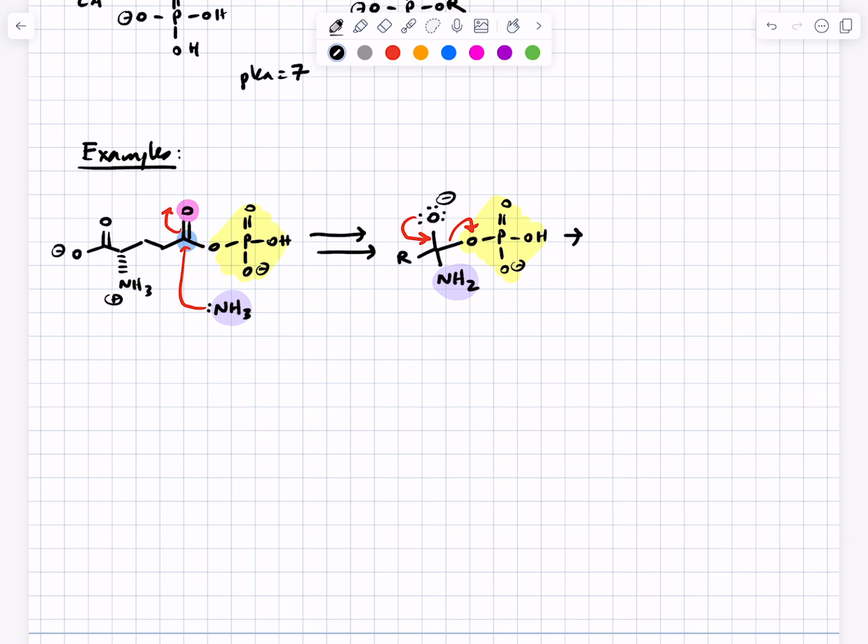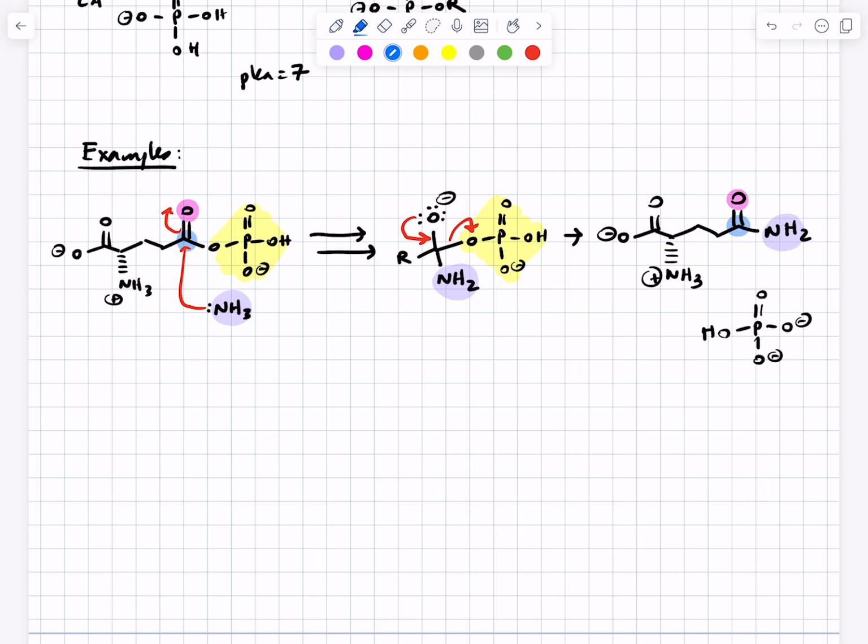So what's that going to look like? That's going to look exactly like what we started with, only we will have substituted an NH2 group in the place of the phosphate group. And then the phosphate here is the leaving group.